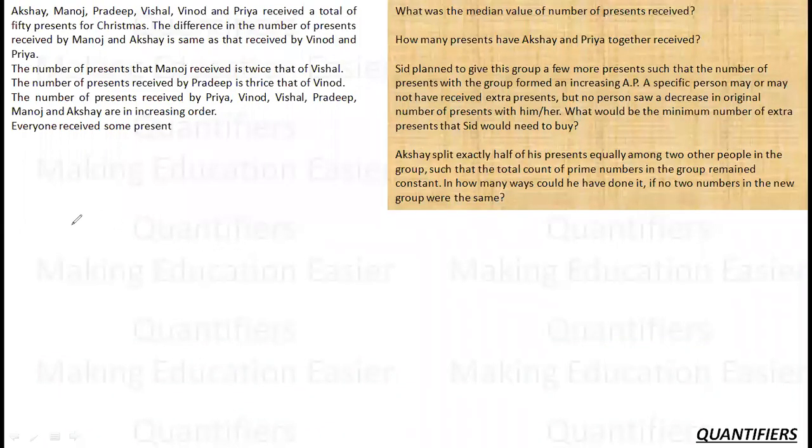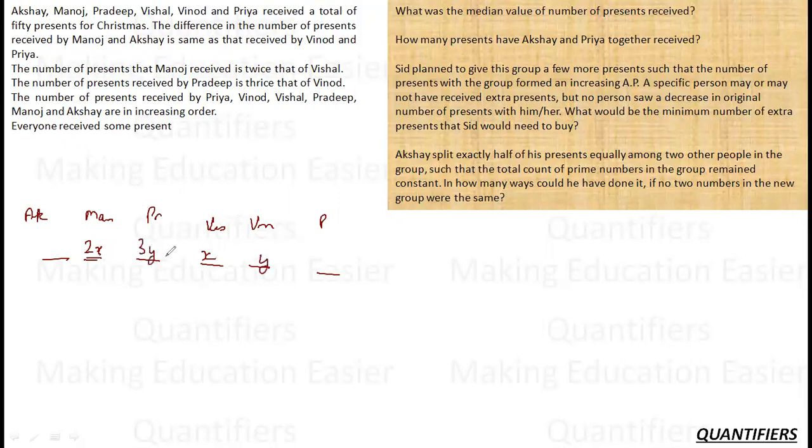I know there are 6 people. The order is: Priya is the lowermost. Say the top is Akshay, followed by Manoj, Pradeep, then Vishal, Vinod, and Priya. These are the 6 people. So what is given to me? The conditions are that Manoj is twice of Vishal, so this is X and this is 2X. Pradeep is thrice of Vinod, so if this is Y, this is 3Y.